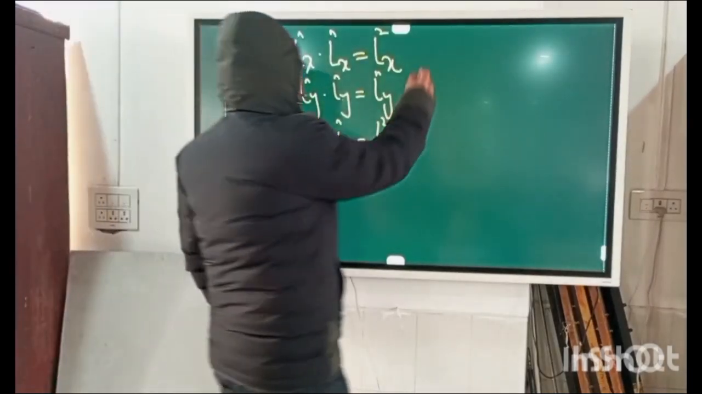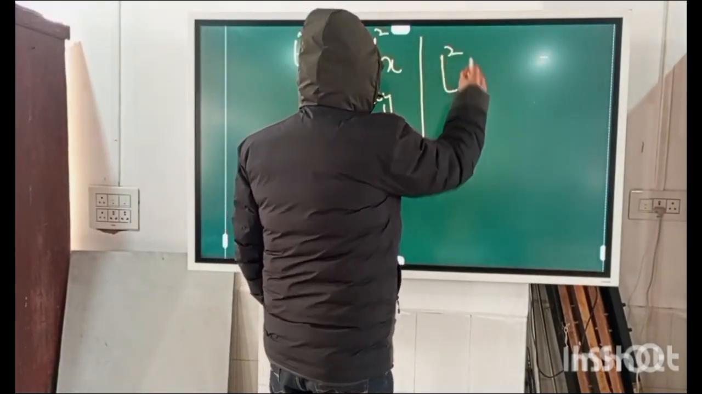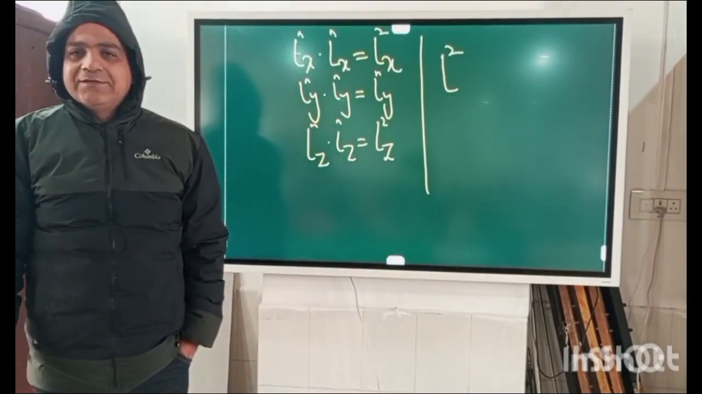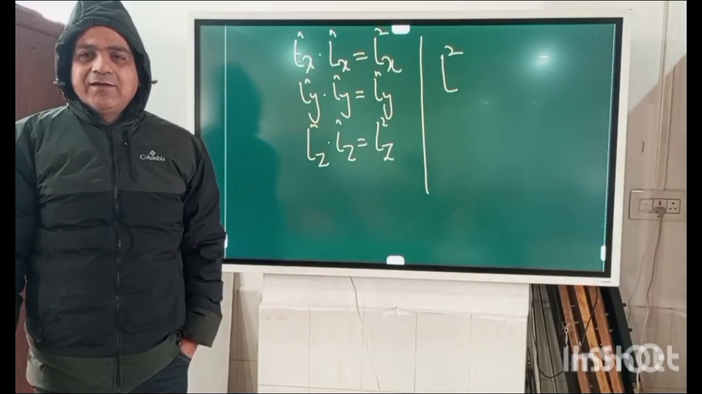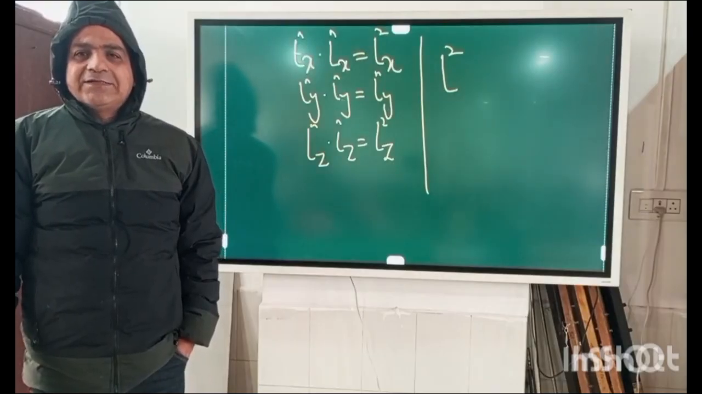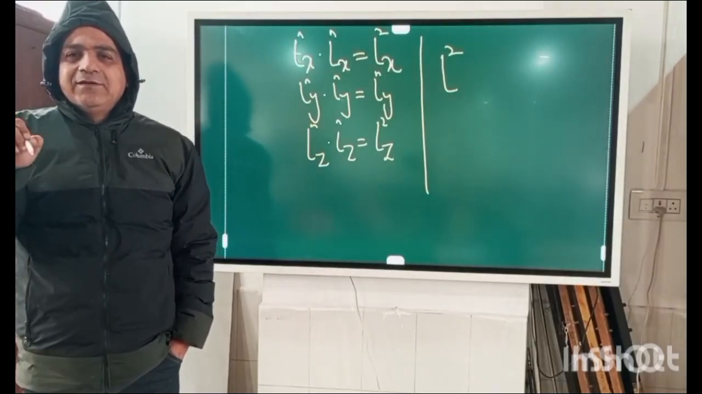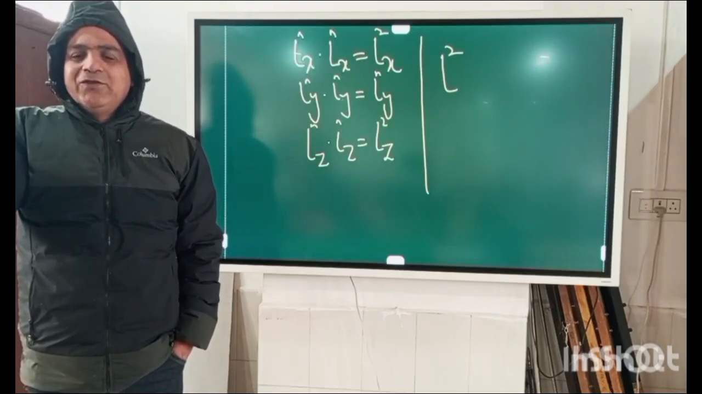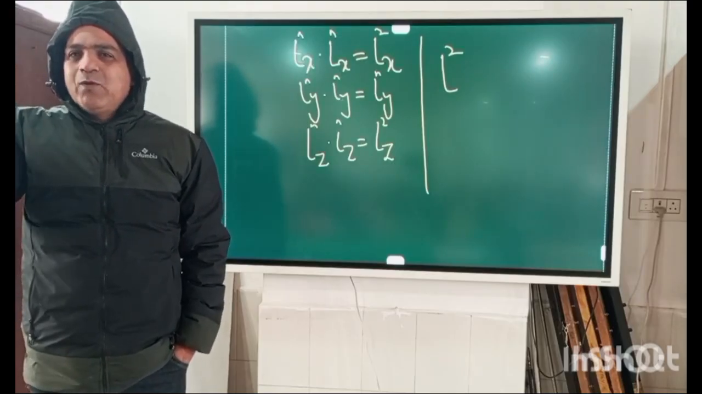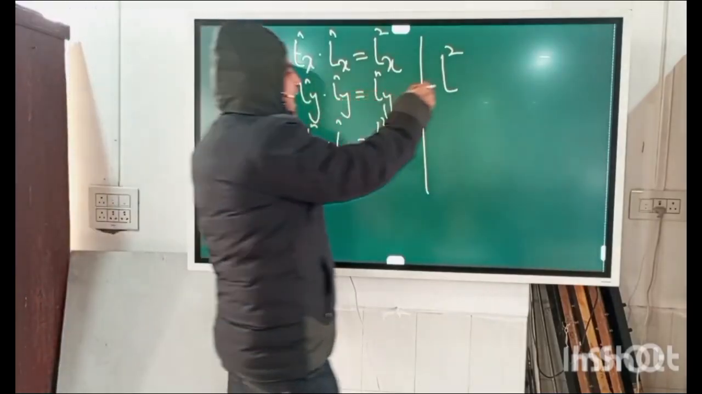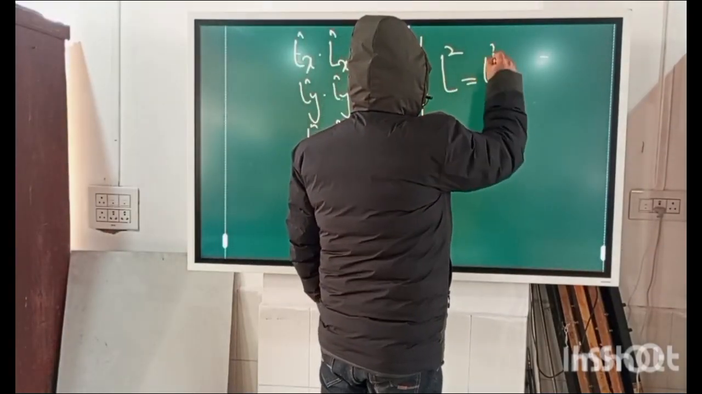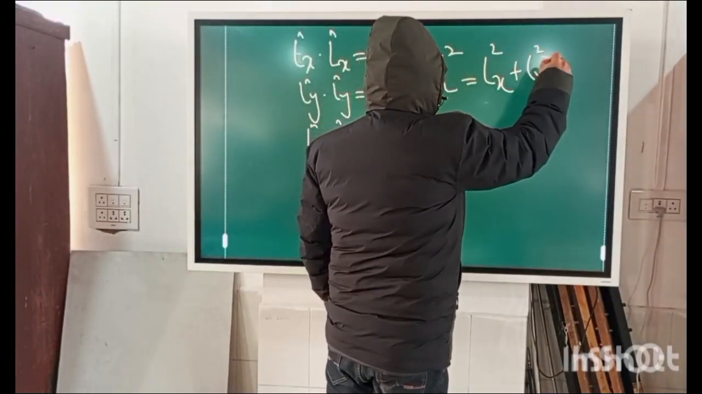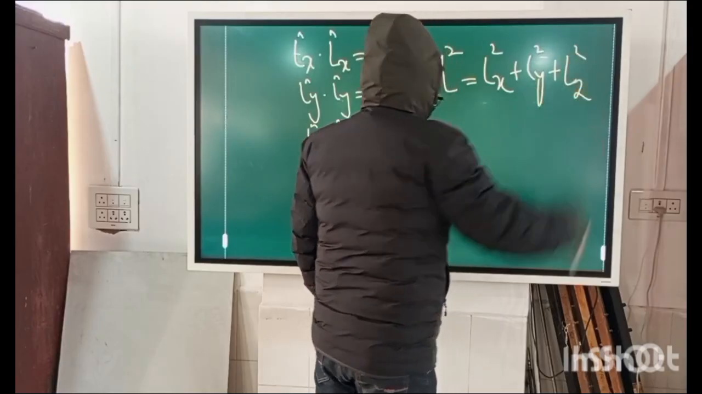Now, what is L squared? Come on. What is L squared? What is r squared? If you have to find the magnitude of r in actual vectors, you have x squared plus y squared plus z squared. So L squared will be what? It will be L_x squared plus L_y squared plus L_z squared.